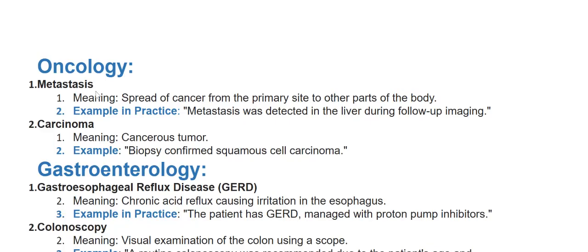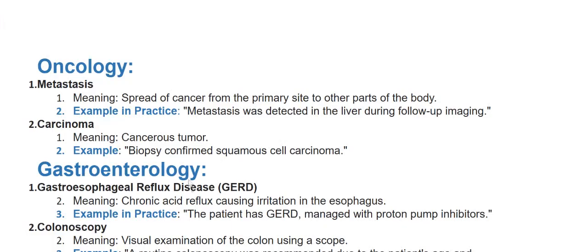Oncology. Metastasis, meaning spread of cancer from a primary site to other parts of the body. Example: in practice, metastasis was detected in the liver during follow-up imaging. Carcinoma, meaning cancerous tumor. Example: biopsy confirmed squamous cell carcinoma.